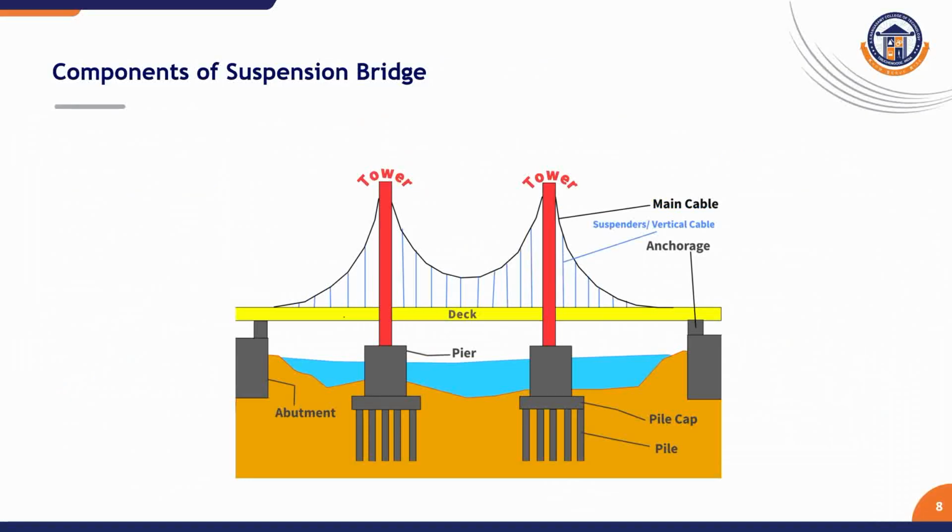These are the components of the suspension bridge. So we have looked into the main cables as well as the anchorage, decks, piers and abutments. The suspenders are the vertical cables, and the main cables can be seen in these figures.